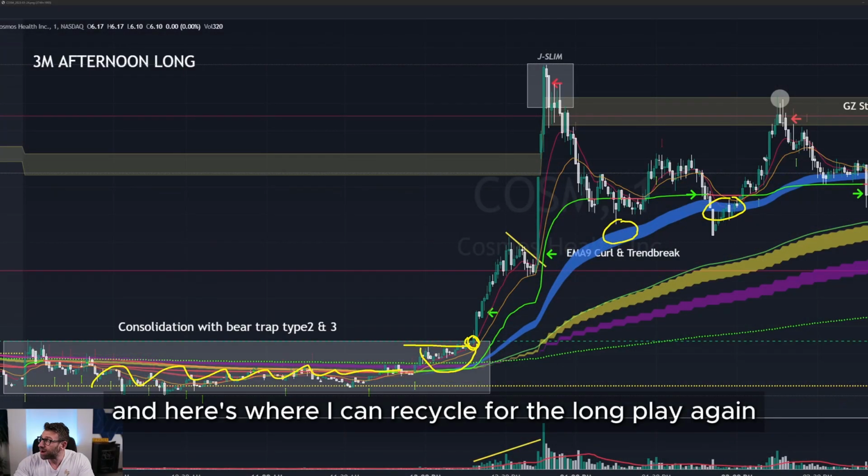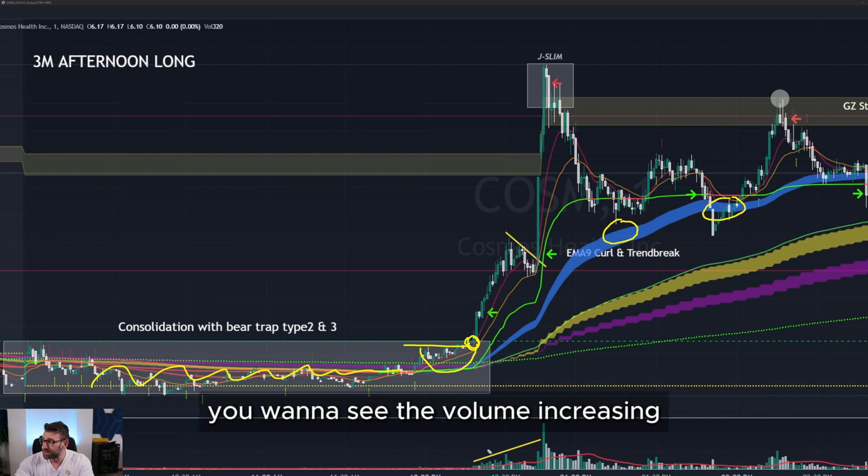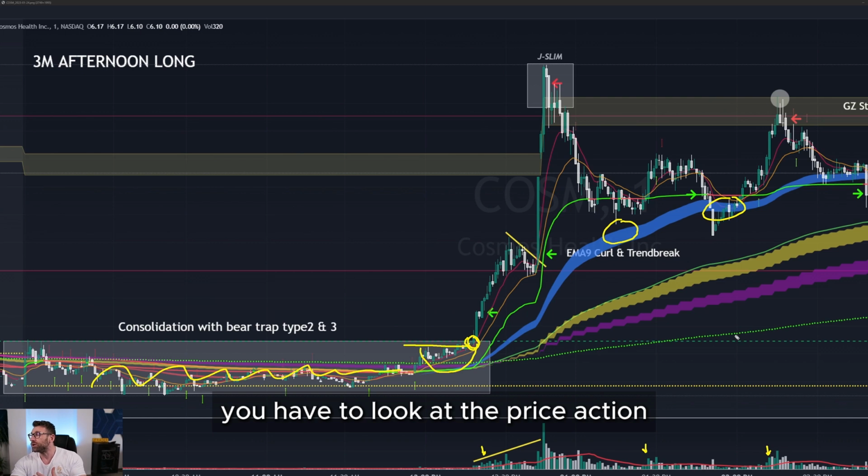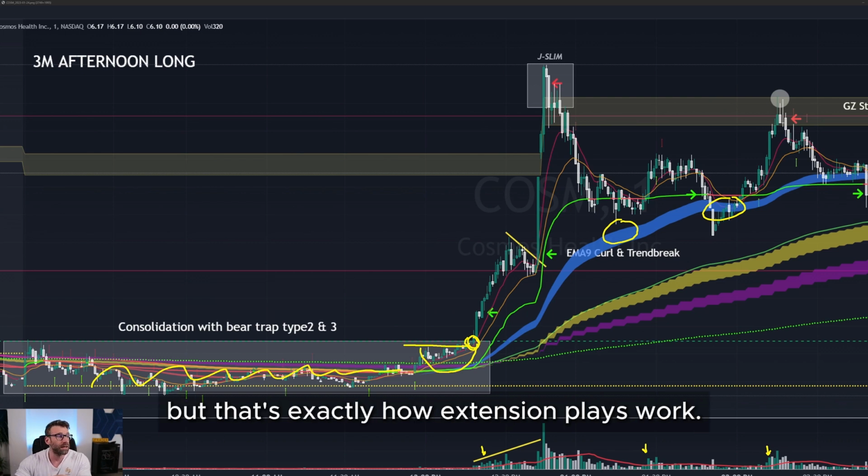And here's where I can recycle for the long play. Again, each time you see these dips, you want to see the volume increasing. And then, of course, you have to look at the price action, but that's exactly how extension plays work.